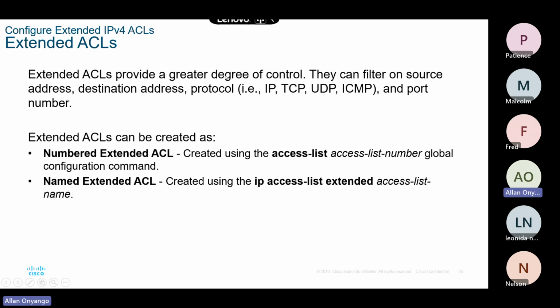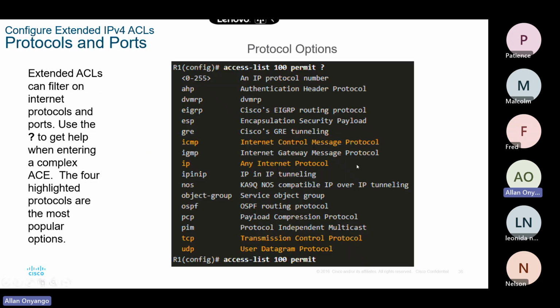And like I said, extended ACLs provide a greater degree of control of your network, and they will filter based on so many things, including both the source and destination IP addresses, protocol types like IP, TCP, UDP, ICMP, and even port numbers. Extended ACLs can still be grouped under numbers or names. For numbers, you start with access-list and put the number, which must be from 100 to 199. For the named ones, you start with ip access-list extended and then you put the name.